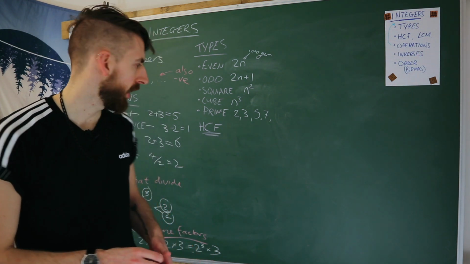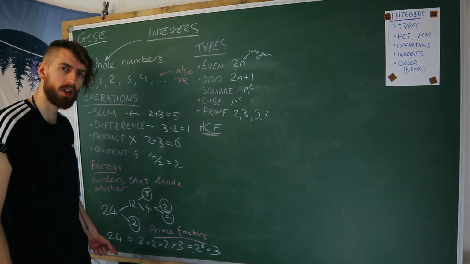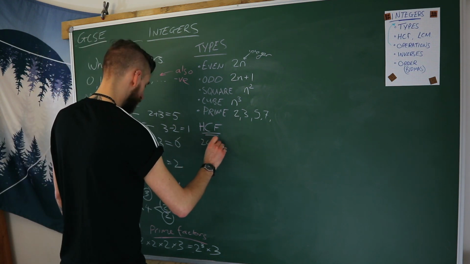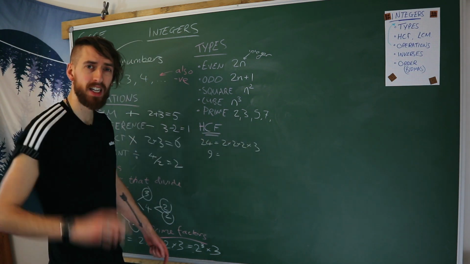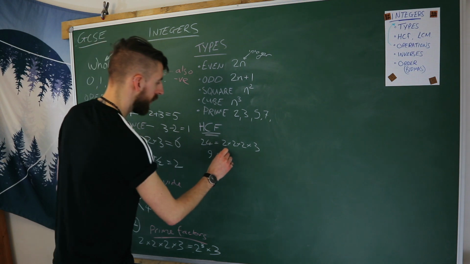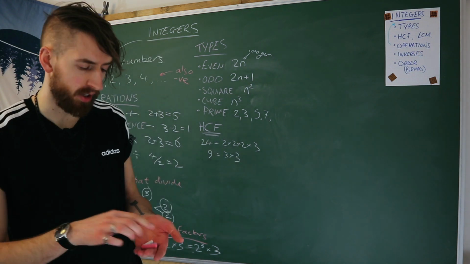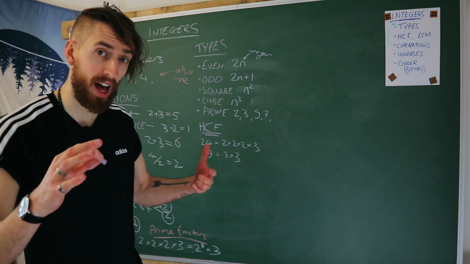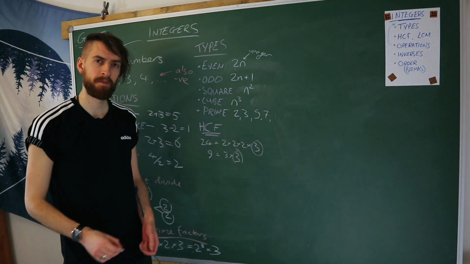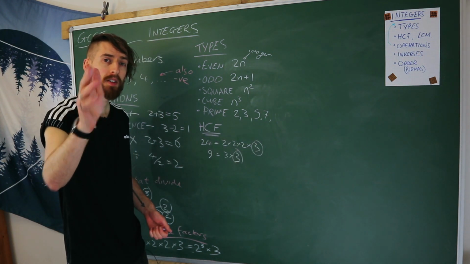Right, well, let's look at this. So we know that 24 can be written as its prime factors, and 9, if we did our tree, is just 3 times 3. So the highest common factor, the factor that they both share, and the highest one, is 3. Now that was really easy, so let's do a harder one.